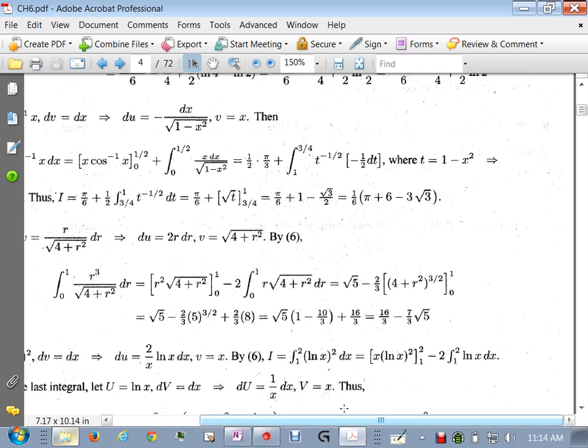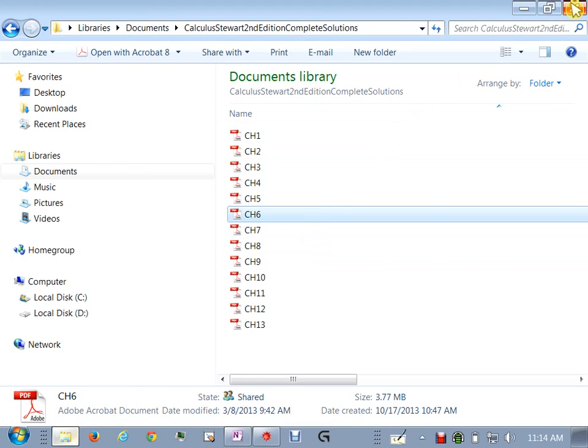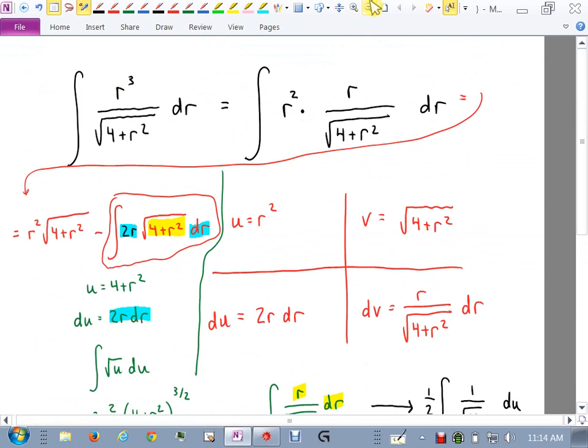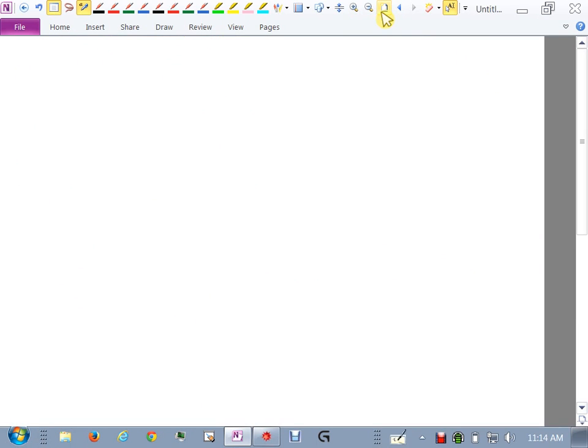All right. Interesting problem. 15. Let me look at it, and then I'll tell you. Oh, yeah, 15 is probably one of the hardest ones out of the whole homework set. Yeah, this one right here.